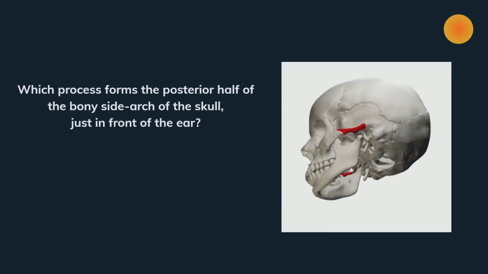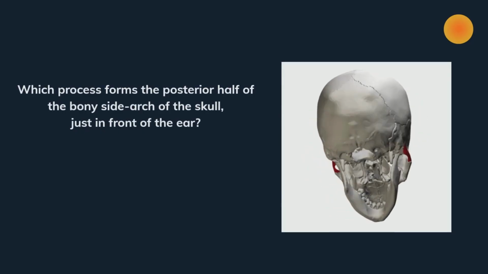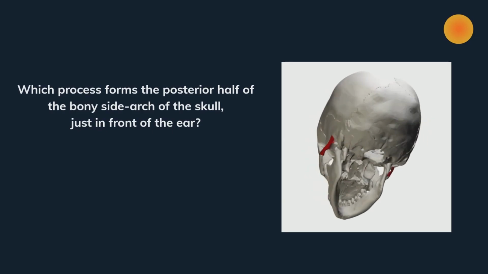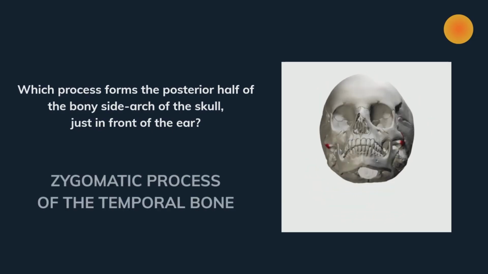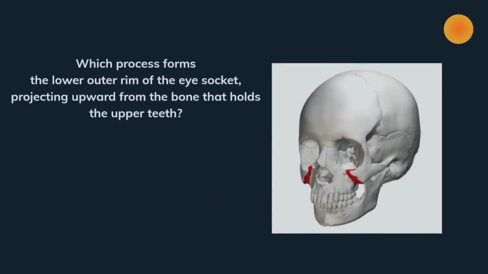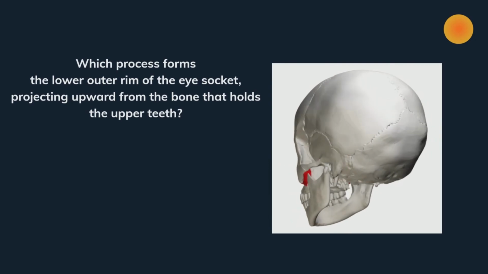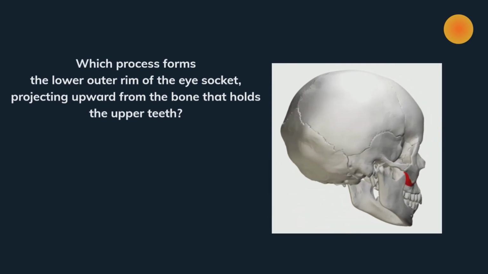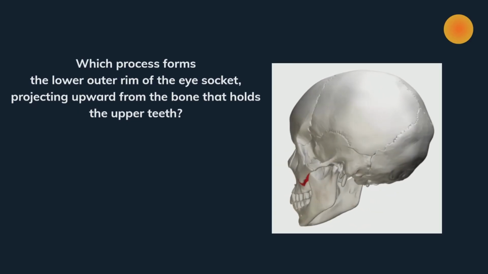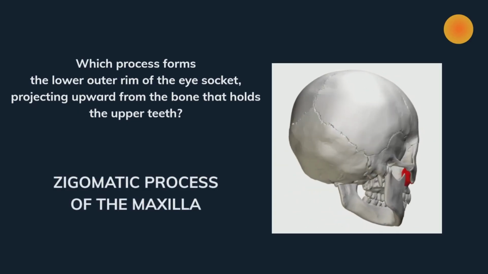Which process forms the posterior half of the bony side arch of the skull, just in front of the ear? Zygomatic process of the temporal bone. Which process forms the lower outer rim of the eye socket, projecting upward from the bone that holds the upper teeth? Zygomatic process of the maxilla.